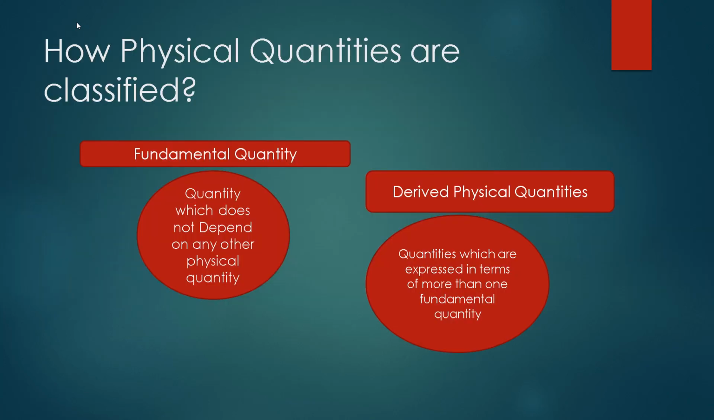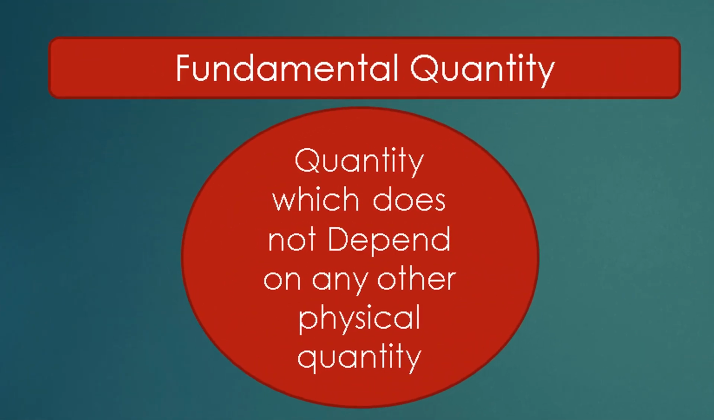Now, how are physical quantities classified? Fundamental quantities and derived physical quantities. Fundamental quantities, like mass, do not depend on any other physical quantity.